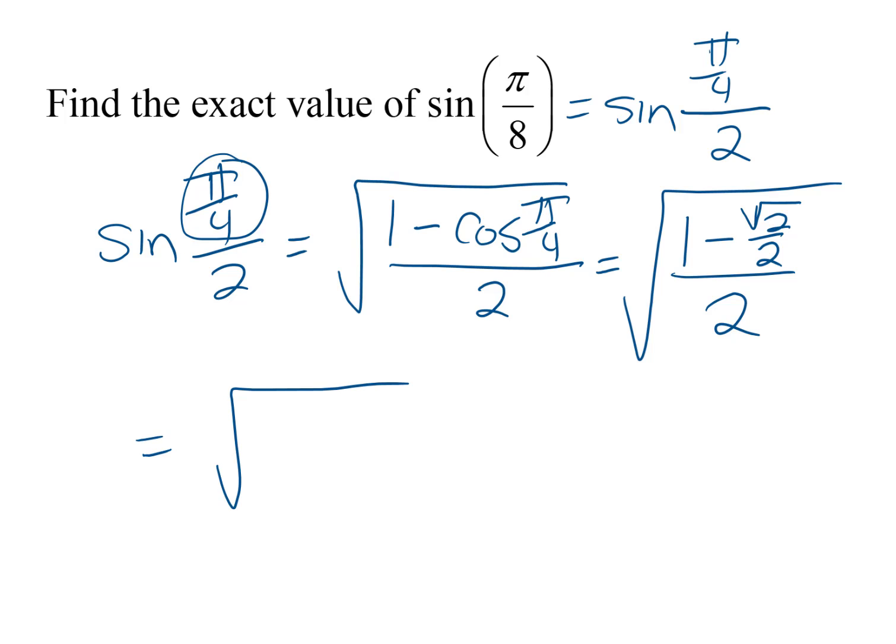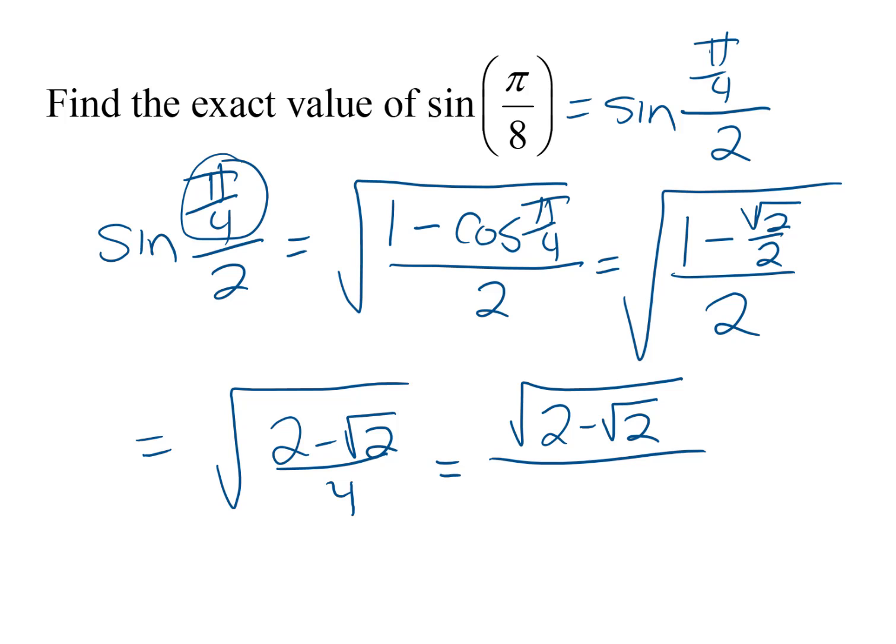When we get the common denominator, we will have 2 minus square root of 2 over 4, and then we will apply the radical to the numerator, and the denominator stays in the denominator, but square root of 4 is 2.